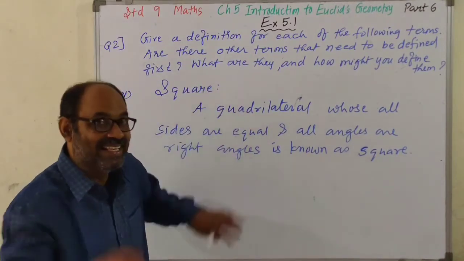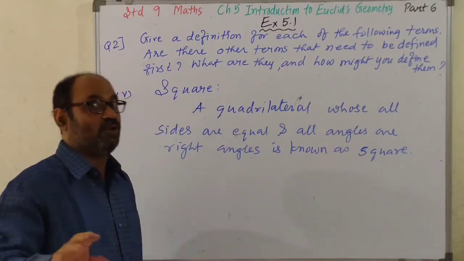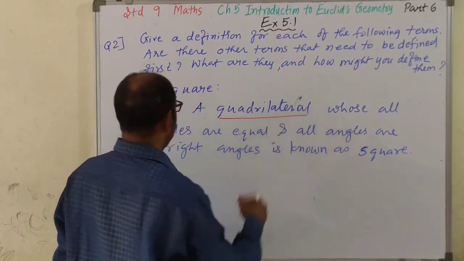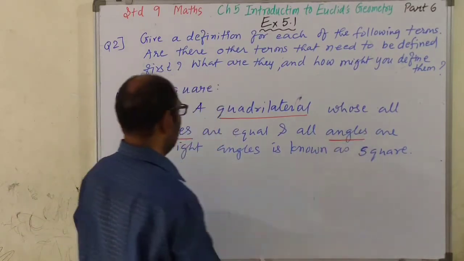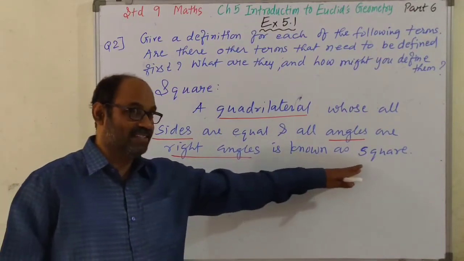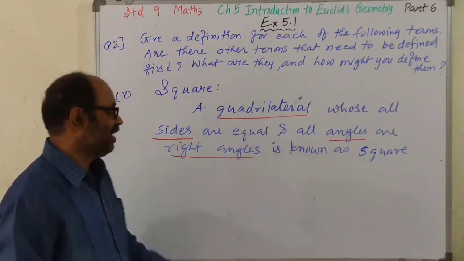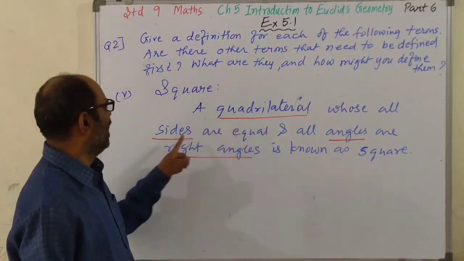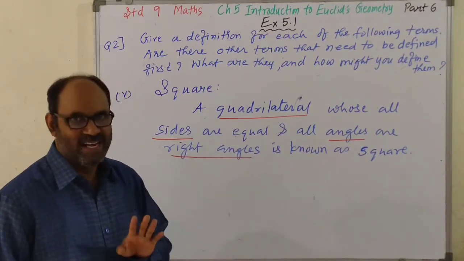Now, are there any terms used by you to define square which need to be defined first? Yes. Quadrilateral. Yes. Sides. Yes. Angles. Yes. Right angles. 4 terms are used to define square, and you should know what these 4 terms are. They should be predefined. You write that statement: here, quadrilateral, sides, angles and right angles need to be defined first.